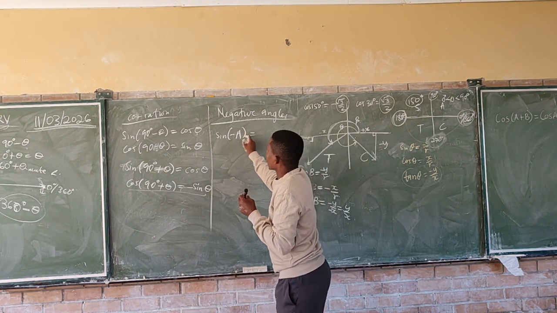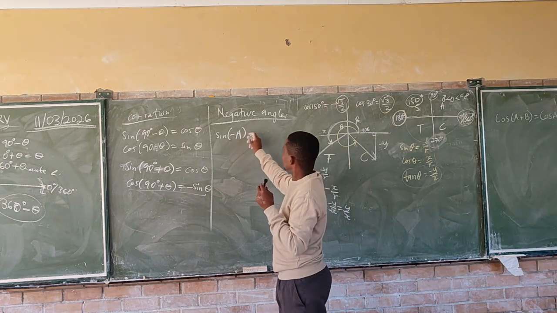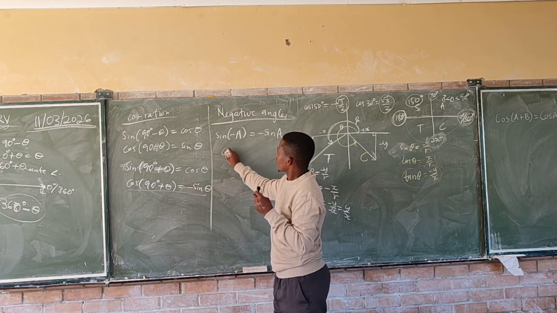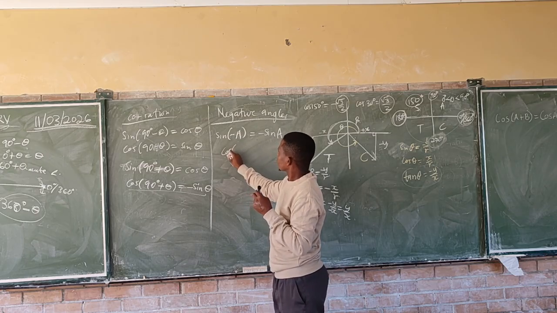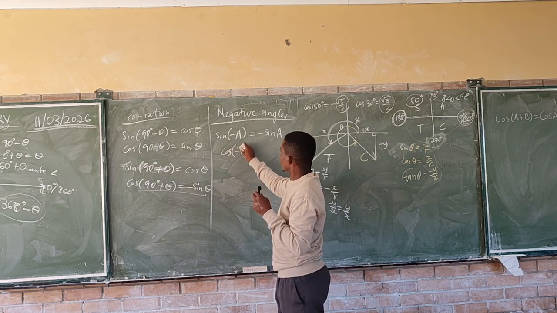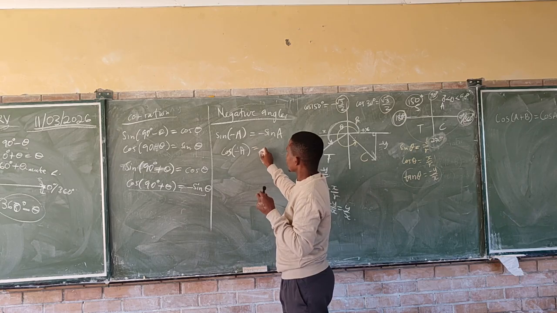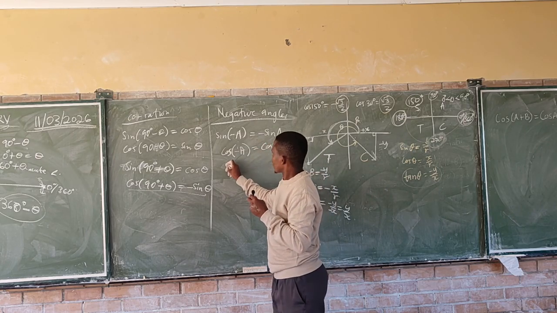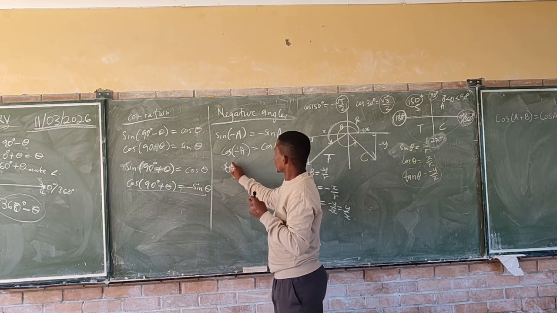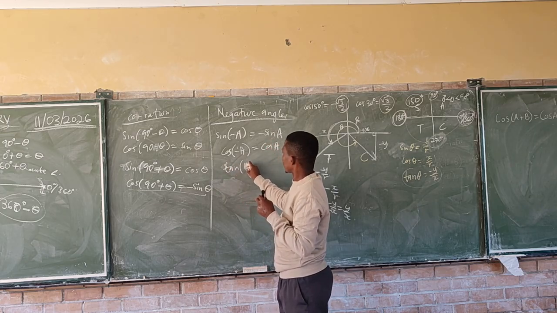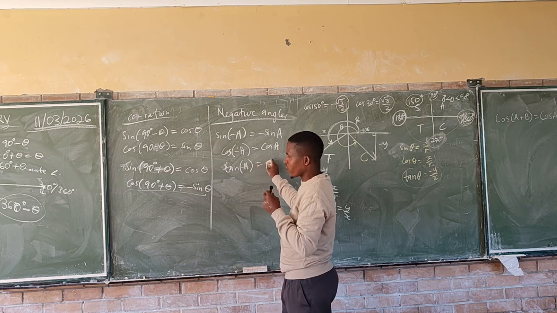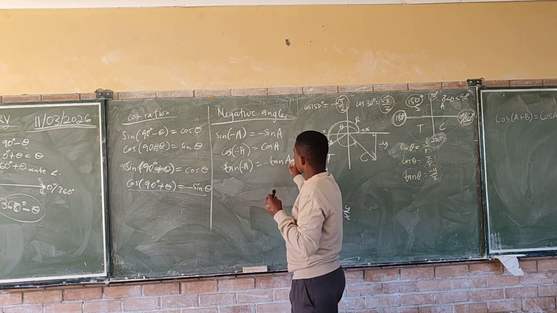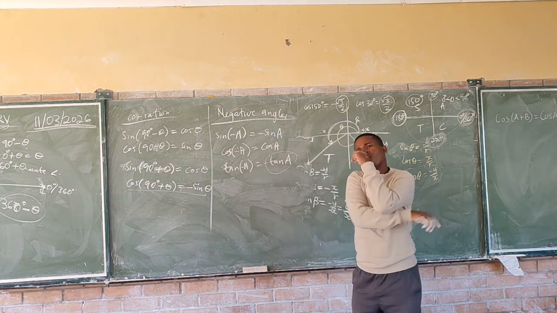Alright, so how is sine in the fourth quadrant? Negative sine of angle A. Cos of negative A, what will it be? Positive cos of angle A again. Tan of negative angle A, what will it be? Negative tan A. What does it mean?